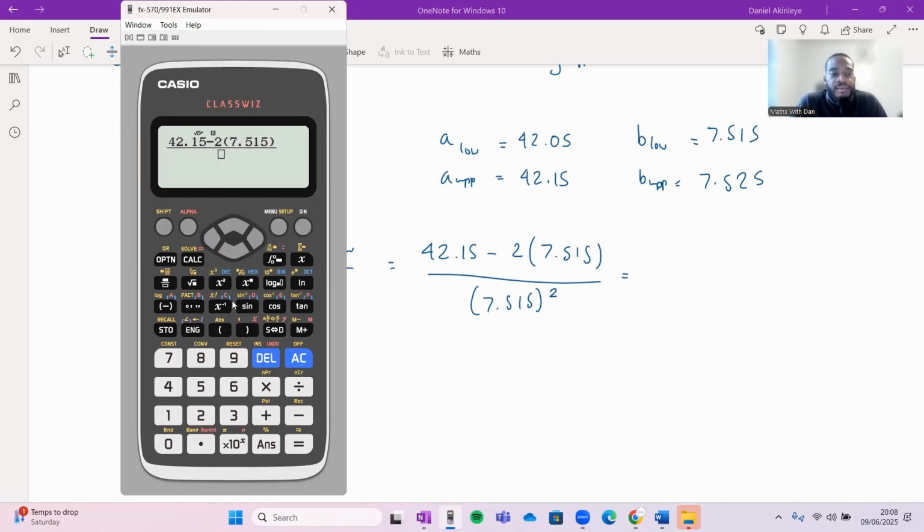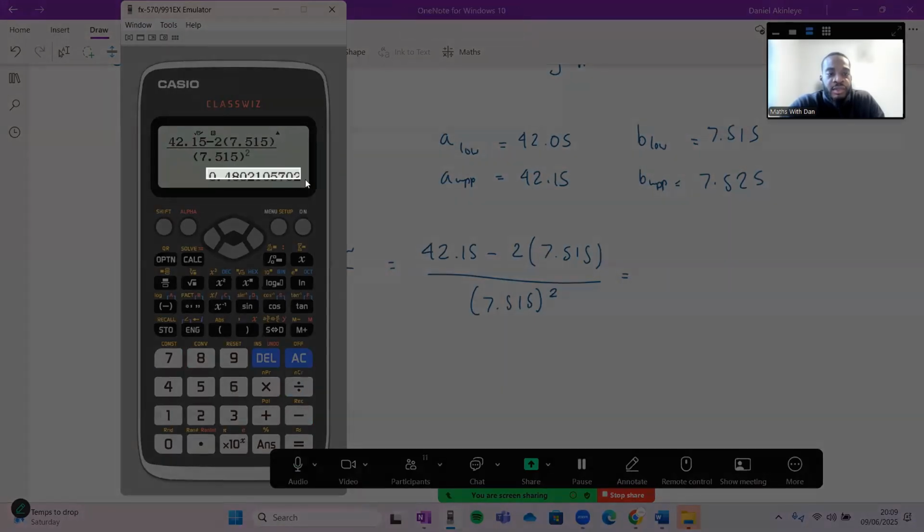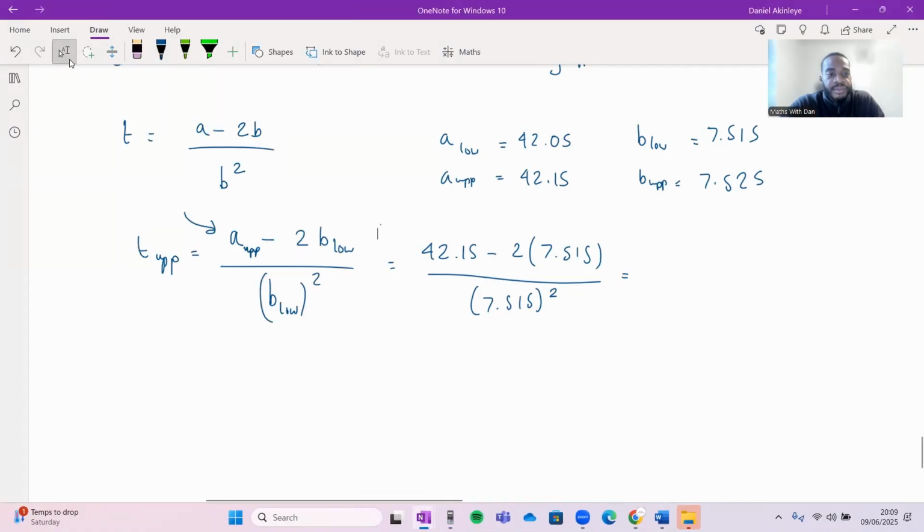Over 7.515 squared, which is like that. Let me just double check. That looks good. Perfect. And I get that number there. Yeah. So I'll just screenshot this, to be honest. Right. So that is the number. That is for the upper bound. Is everybody happy with that for the upper bound? Does that make sense?